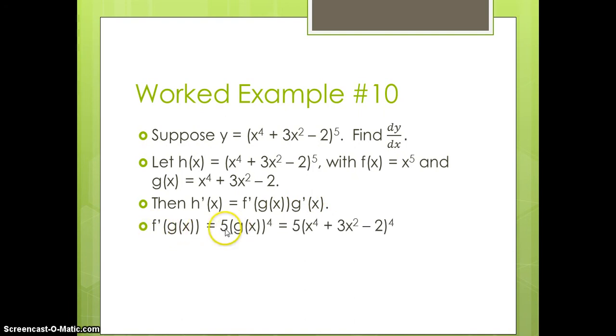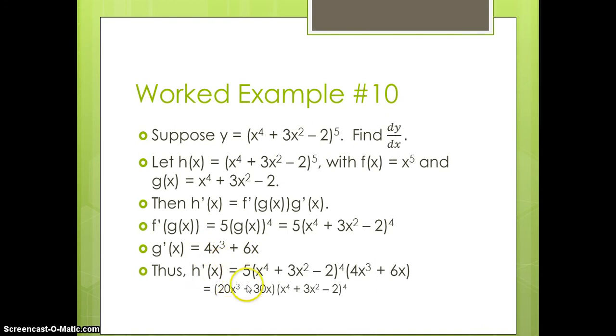The outside derivative will be 5 times (x to the fourth plus 3x squared minus 2) to the fourth. So this is all just the derivative of x to the fifth, except instead of x, we've got g of x on the inside. g prime of x will be 4x cubed plus 6x. And remember, we string it together with multiplication. We get h prime of x is 5 times (x to the fourth plus 3x squared minus 2) to the fourth times (4x cubed plus 6x).